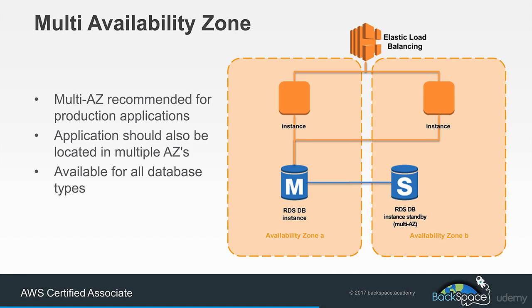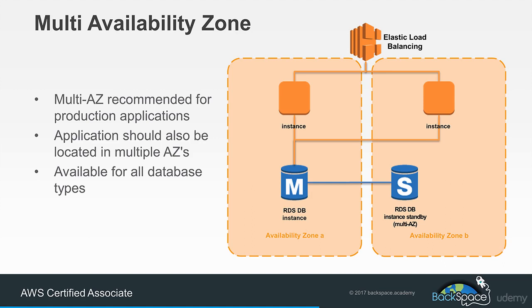We would have a master database located in availability zone A, and we would have a standby database instance located in the other availability zone, and that would be asynchronously updating that standby instance from the master database whenever reads or writes occur on that master database. So whenever information changes, that standby instance will be updated at the same time.